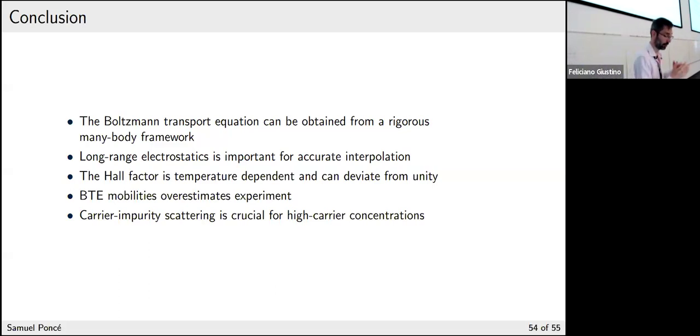In general, Boltzmann transport equation mobility overestimates experiment, but this is actually a good thing, because in reality, you also have many other scattering mechanisms. So when you include those, you expect to reduce the mobility. So you typically want to overestimate a little bit. And also I've shown that carrier-impurity scattering is very important if you want to look at highly doped material, and this will also be shown and discussed this afternoon. Thank you.